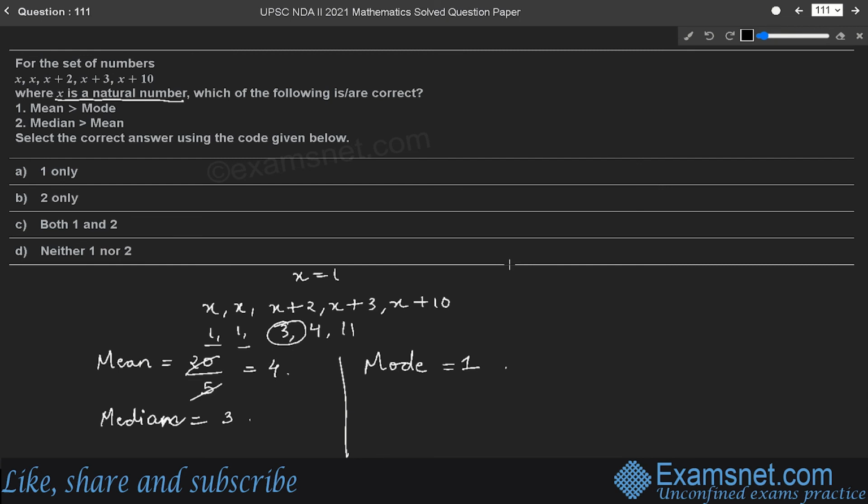First statement is mean is greater than mode. You can see that mean is greater than mode. Yes. So first statement is correct. Second statement says that median is greater than mean. This is median and this is mean. No, median is not greater than mean. So second statement is wrong. So only first option is correct for this question. Therefore, the correct option here is option number A, which is 1 only.